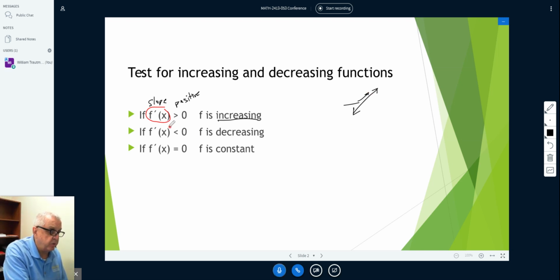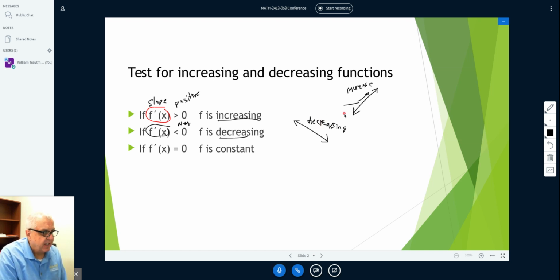If your slope is less than zero, it means it's a negative number. Here's a line with a negative slope. It is a decreasing function.